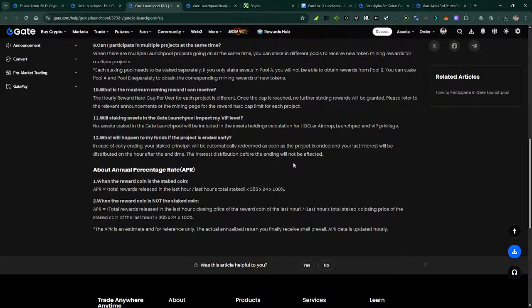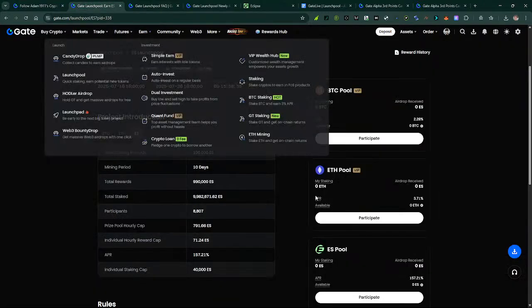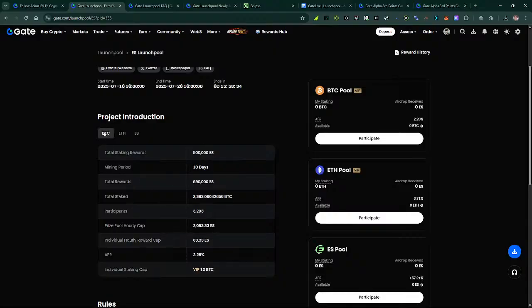to be total rewards released in the last hour multiplied with the closing price of the reward coin of the last hour, and overall divided by the last hour's total staked amount multiplied with the closing price of the staked coin of the last hour, and overall multiplied with 365 and 24 and 100%. So this is the formula when the reward coin is not the staked coin. Basically this formula is going to work on either the Bitcoin pool and Ethereum pool.